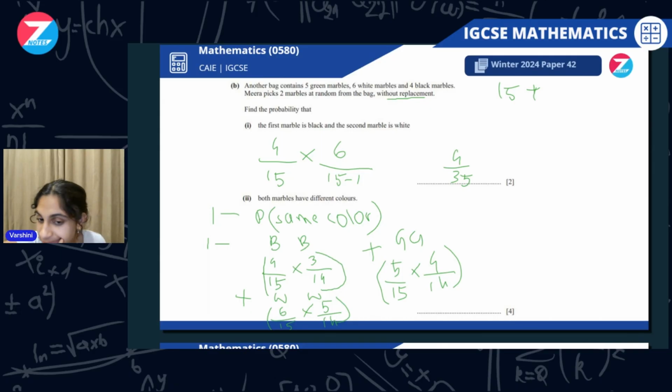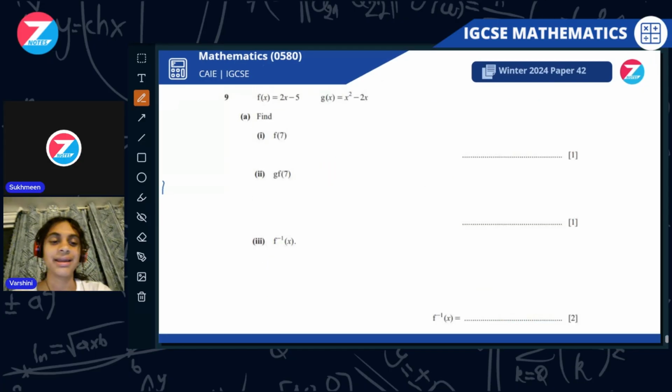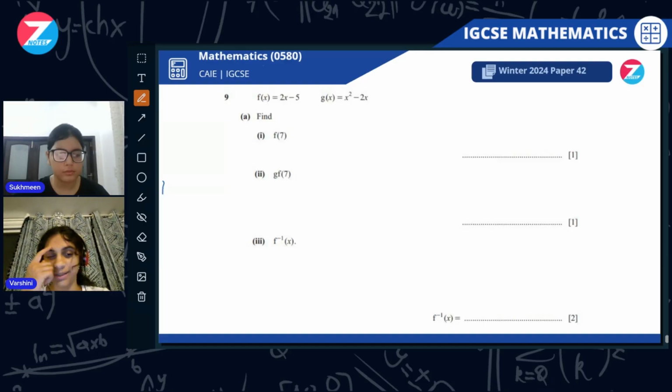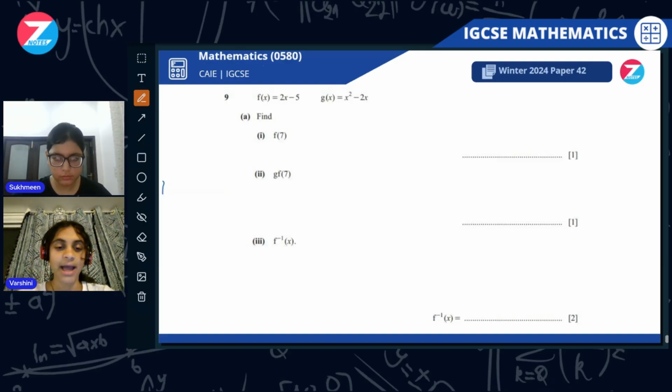When you're putting it into your calculator, don't forget to add all the brackets, or you could do these individually and then subtract them all from 1, which would be less risky as less error. And you'd get 74 by 105.